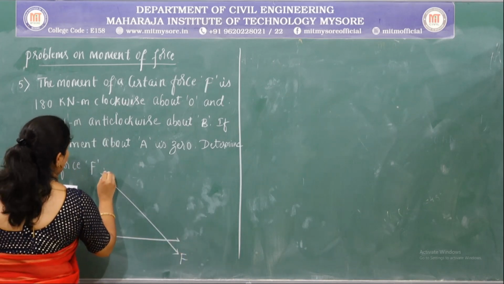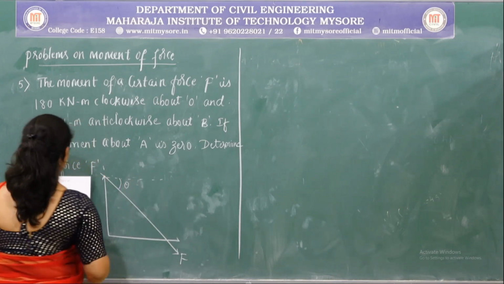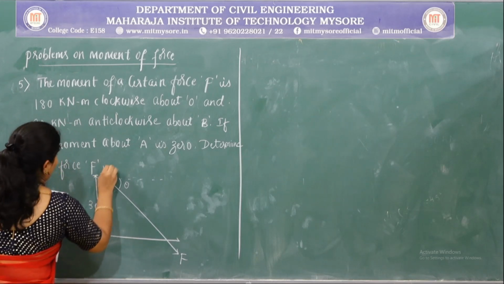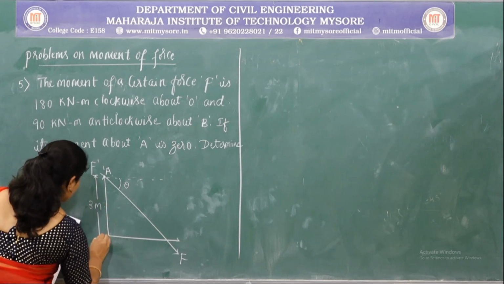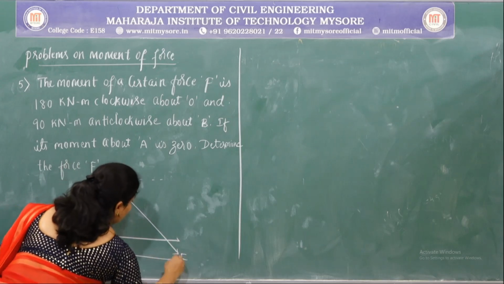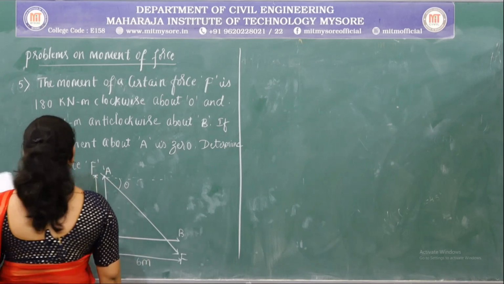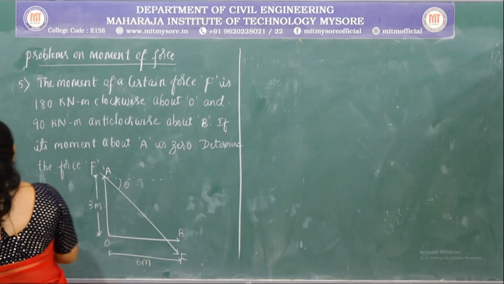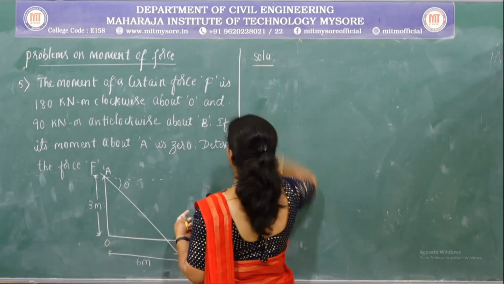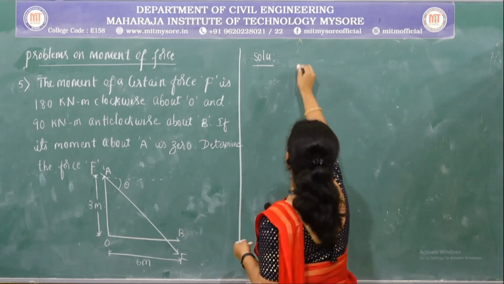So the given figure is, here is the force F. The inclination of the force with respect to x-axis is theta. The distance between the point A and O is given as 3 meter, and the distance between the point O and point B is given as 6 meter. Again, in this problem, the given force is an inclined force. First we shall resolve the given force.